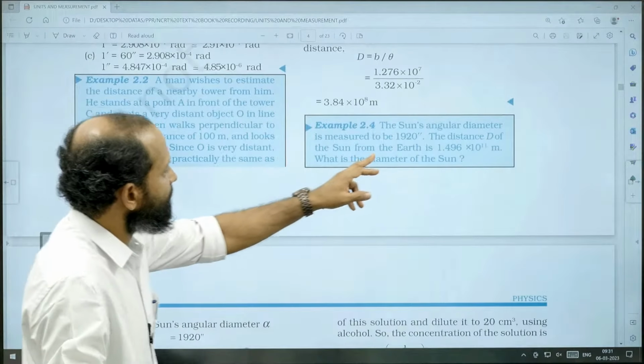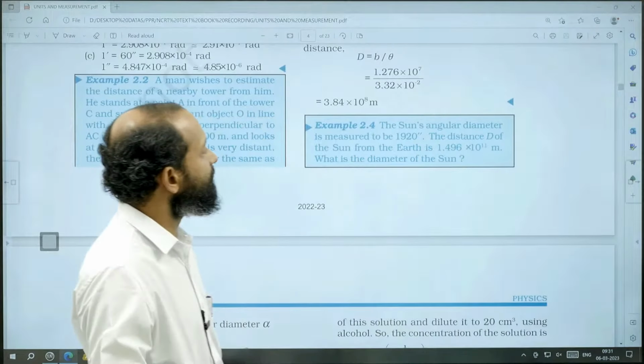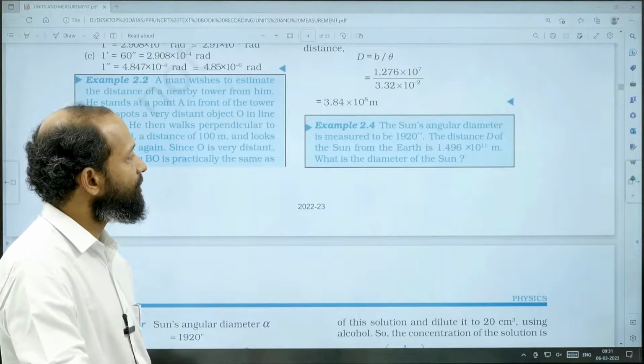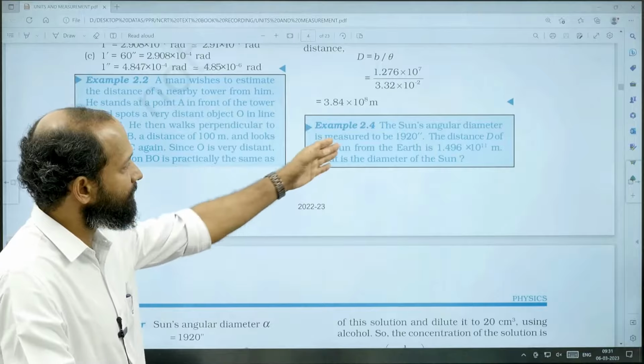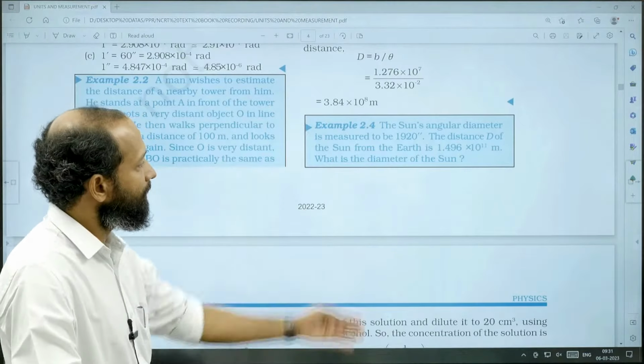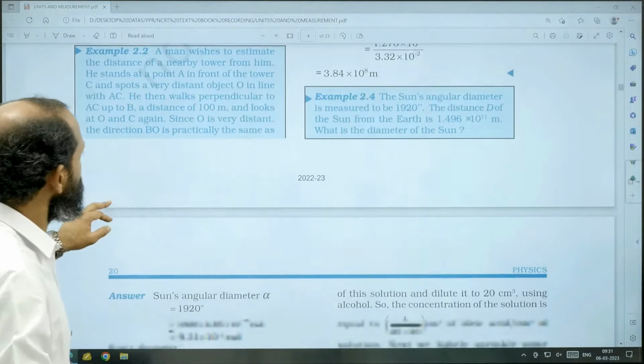See, this one is an important problem. Sun's angular diameter is given in seconds. Distance is given. What is the diameter of the sun? It's very important. In the second 2020 paper, a similar question was there, but the data was different. Same expression.